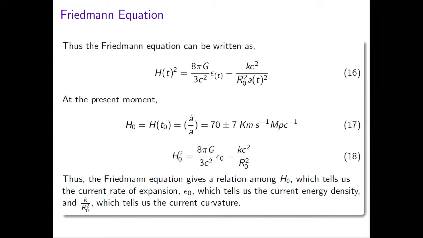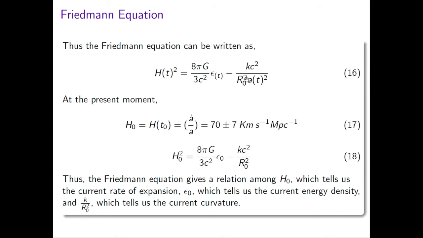So that is a dot by a. We know the value of the Hubble's constant, that is 70 plus or minus 7 kilometers per second per megaparsec. So we can write equation 18 in terms of 16: H naught square is equal to 8 pi G by 3c square epsilon naught, as we are talking about the present moment, so we also make the substitution for the energy density here, minus kc square by R naught square.